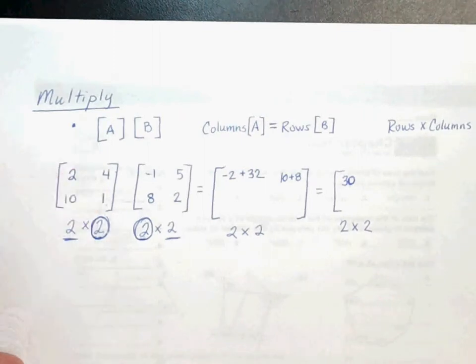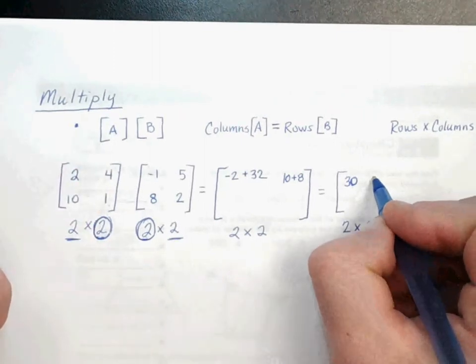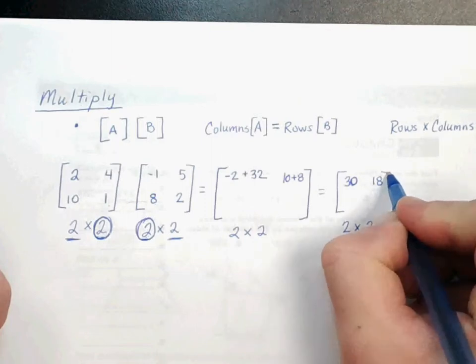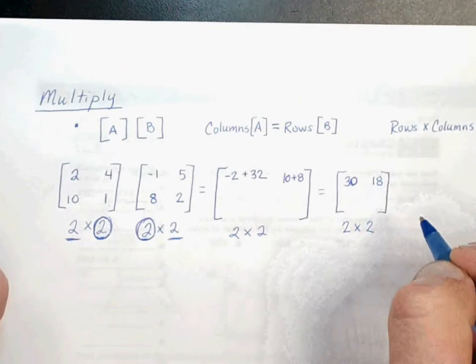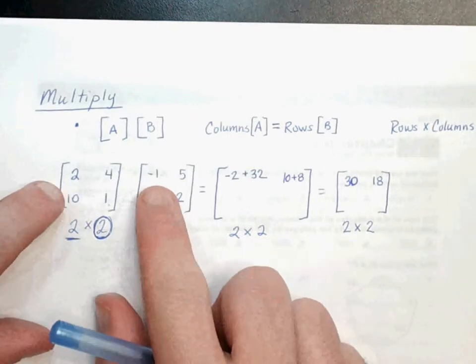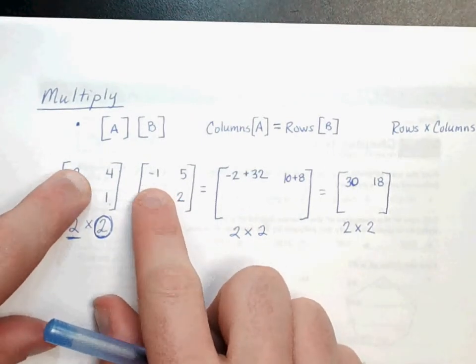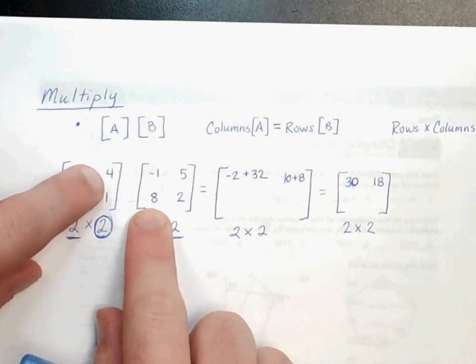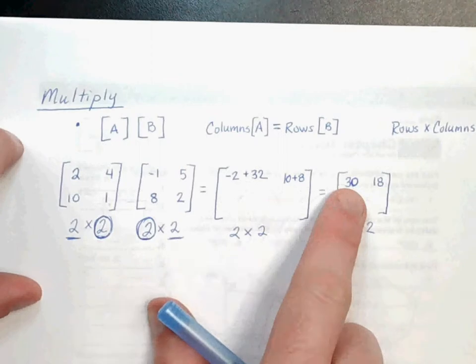So we get 10 plus 8, which would be 18. Okay? So we got 30 by saying 2 times negative 1. We do the finger maneuver. 4 times 8, which is 32. We add those together, get 30.